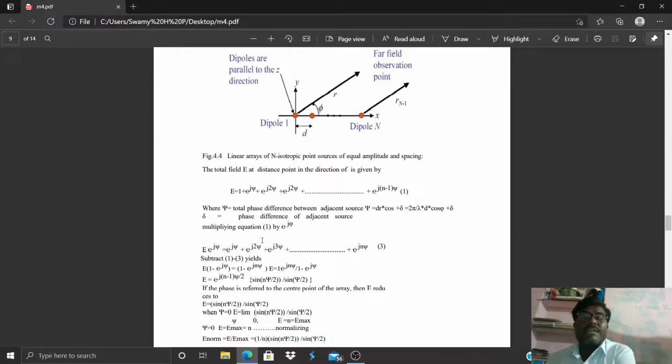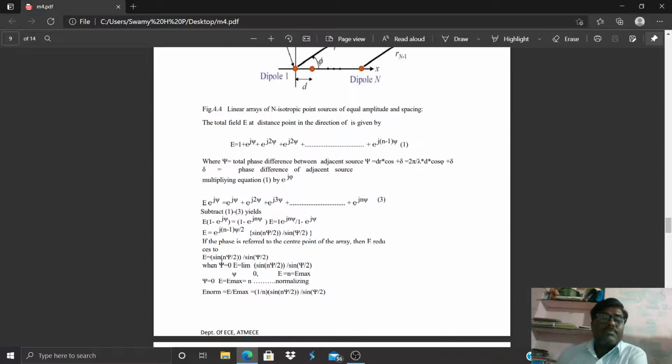So multiplying equation 1 by e to the power of j psi. Why is e to the power of j psi used here? Because e to the power of j psi is the representation of electric field intensity which has a phase difference at point P, which is imaginary. Usually the imaginary electric field intensity is represented as E naught into e to the power of j psi, where E naught is the amplitude of the electric field intensity.